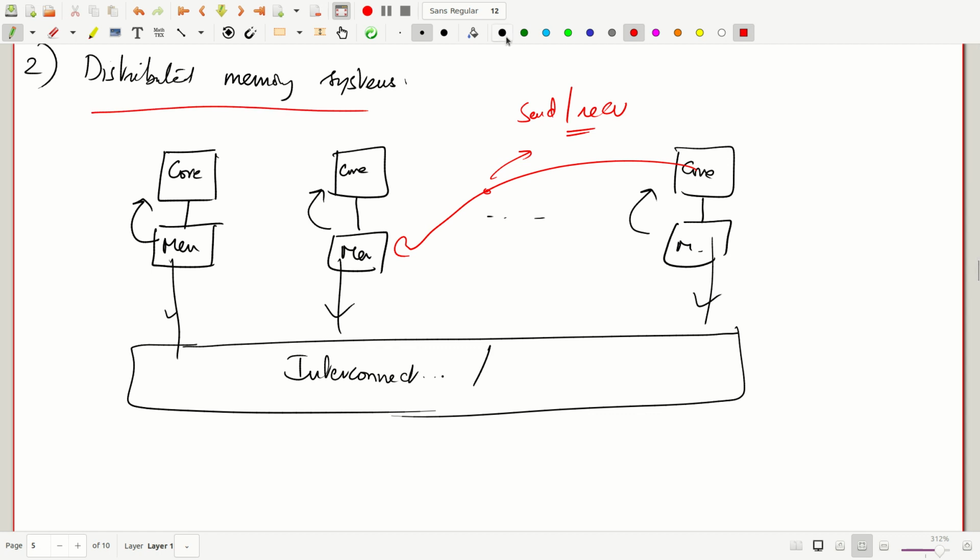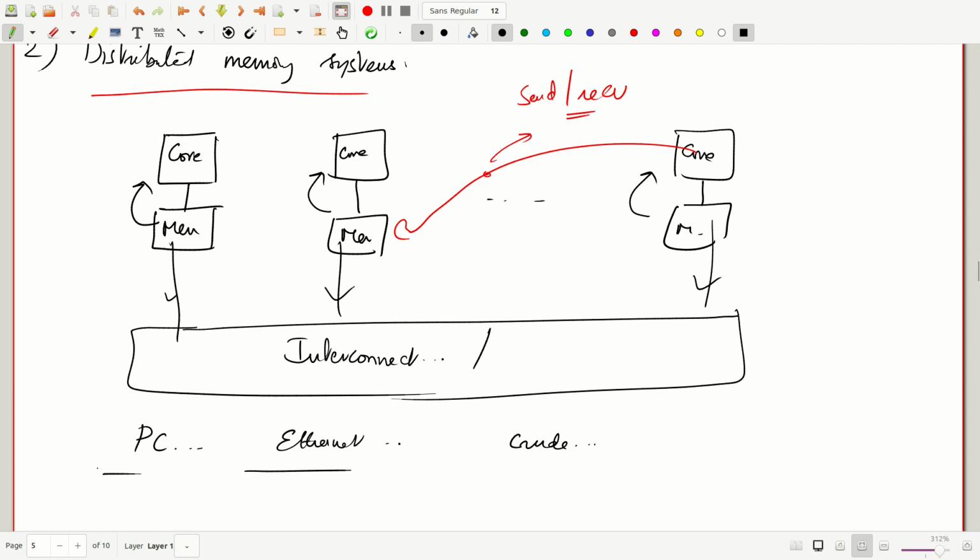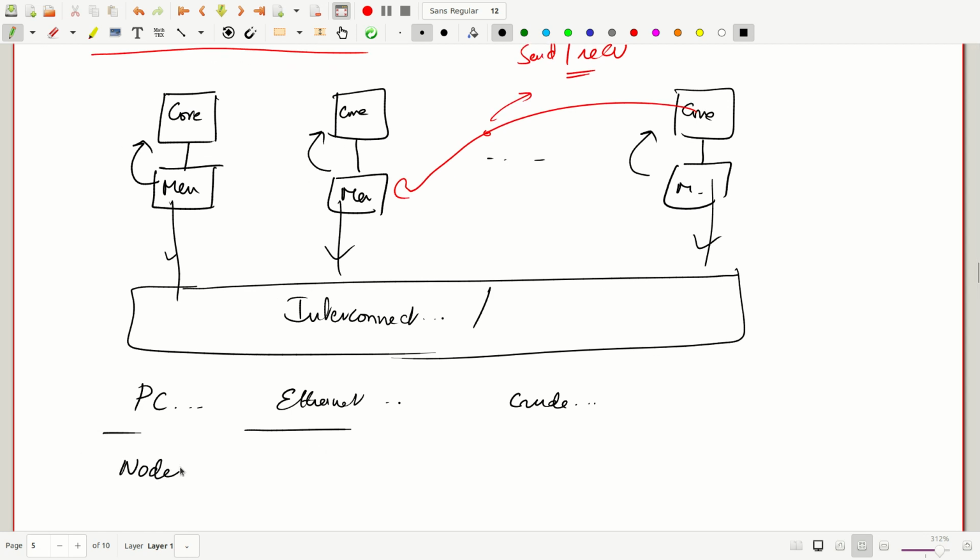Now, in the distributed memory systems, this can be thought of as your regular commodity PCs, your regular personal computers. They are all connected using, let's say, Ethernet or something like that. Of course, this will be a very crude distributed memory system because it will be slow. In general, you would have something known as nodes, which are independent CPUs or cores, connected through high-speed switches, such as gigabit switches and so on, and these are known as clusters.